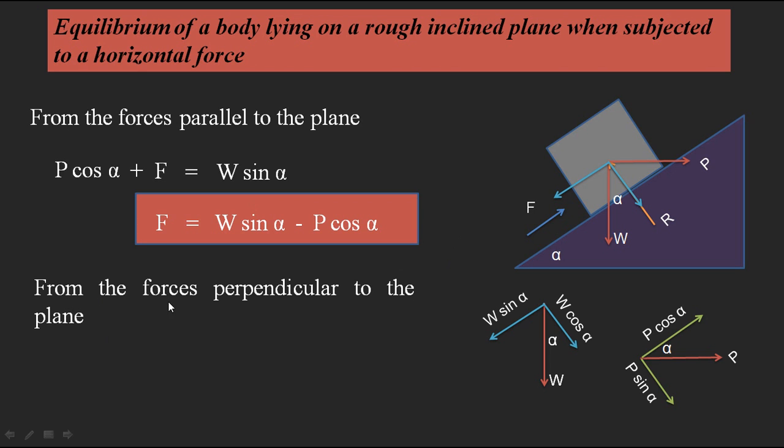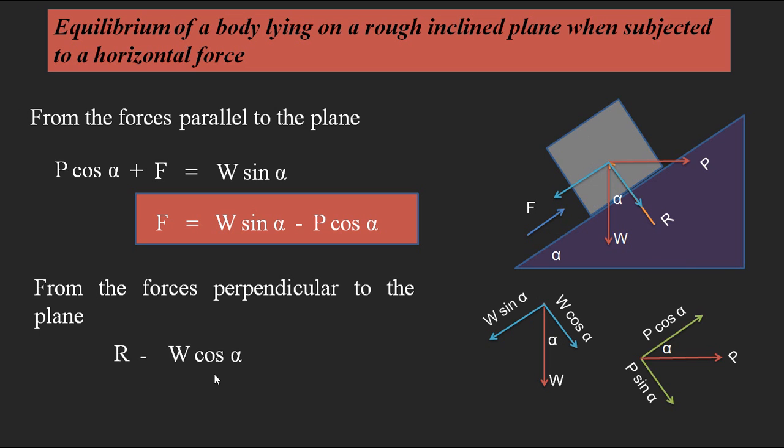Now we consider the forces perpendicular to the plane. The first case was parallel to the plane and the second case is perpendicular to the plane. Perpendicular to the plane there is P sin alpha. Next, W cos alpha is there, perpendicular to the plane, and R is there, which is opposite to W cos alpha. R is a reaction force acting perpendicular to the plane. According to their direction, we write the first element R, R minus W cos alpha, because R is acting upward and W cos alpha is acting in the downward direction.